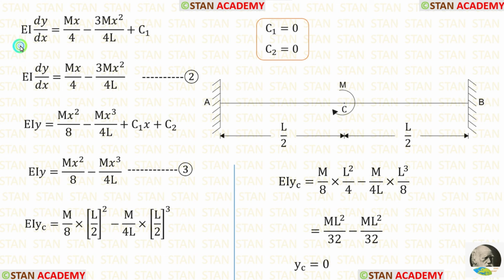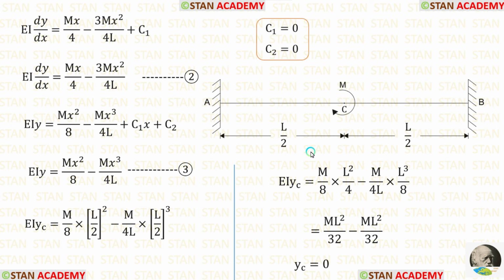In the EI dy upon dx equation, let us apply the value of C1. When we do that, we are getting this. This is the equation for the slope. Let us keep this equation as number 2. In the EIy equation, let us apply the values of C1 and C2. When we do that, we are getting this. This is the deflection equation. Let us keep this equation as number 3.